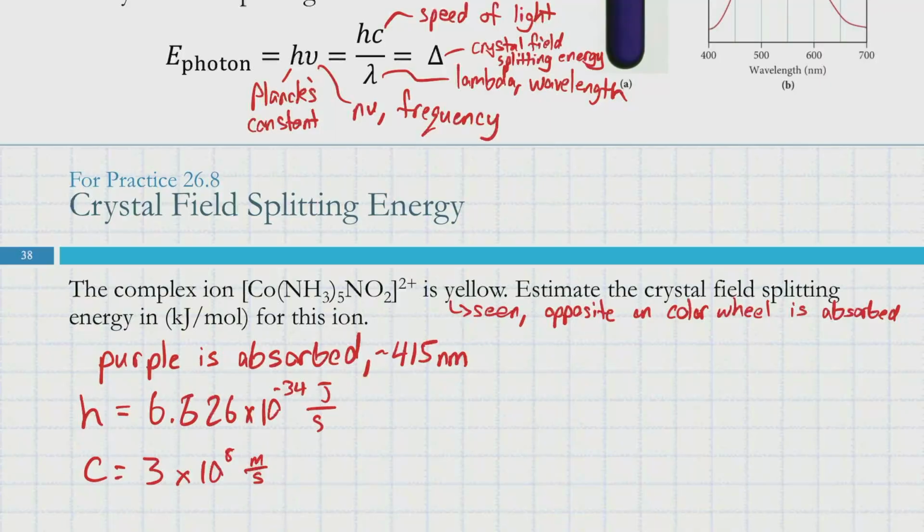So using the information that's trailing off the previous slide and those H and C values and our wavelength, go ahead and give that a shot. Try calculating the crystal field splitting energy.